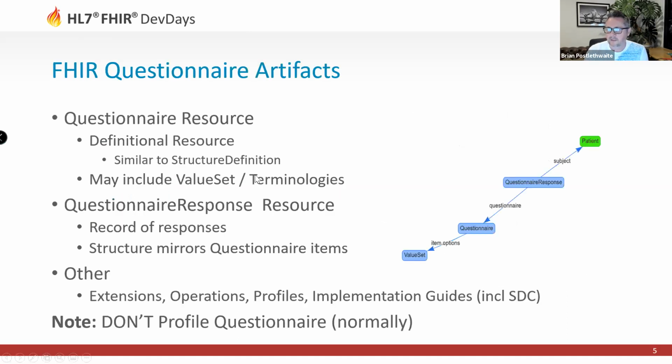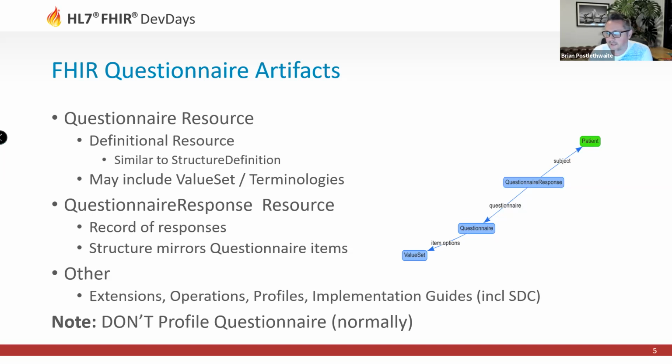We'll step on. So what do we get from questionnaire artifacts? We start off with the questionnaire. The questionnaire resource is the core definition resource. It's similar to structure definition if you've done much with FHIR and profiles. The structure definition defines what a normal resource is. A questionnaire just defines how a questionnaire should be represented, and that will potentially include references into the terminologies with the value set.